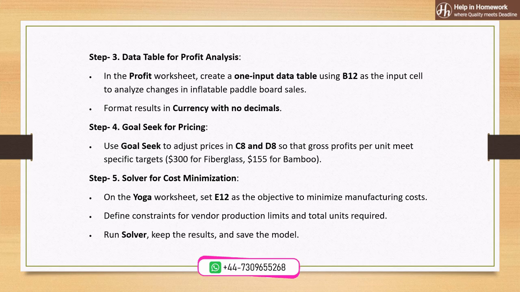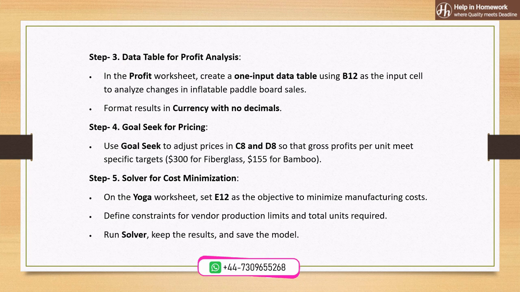Step 3. Data Table for Profit Analysis. In the Profit worksheet, create a one-input data table using B12 as the input cell to analyze changes in inflatable paddleboard sales. Format results in currency with no decimals.